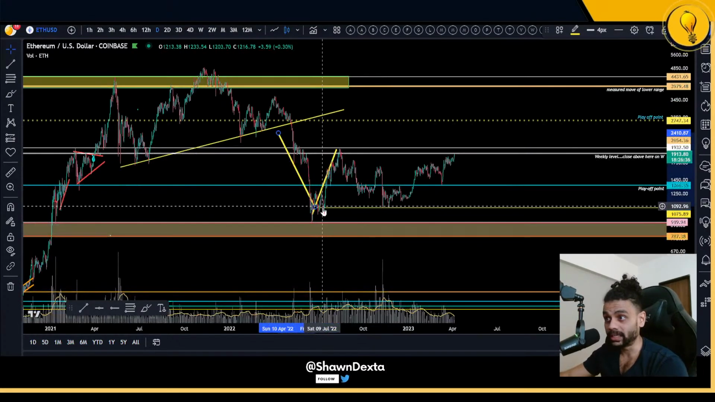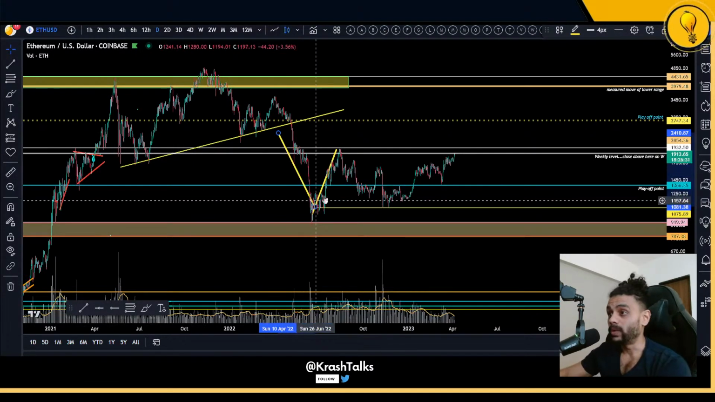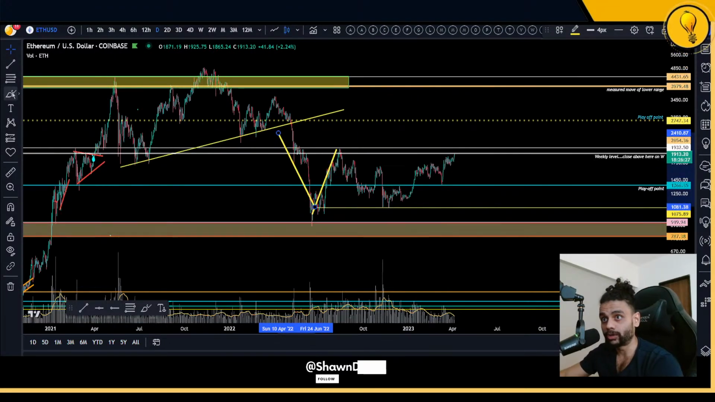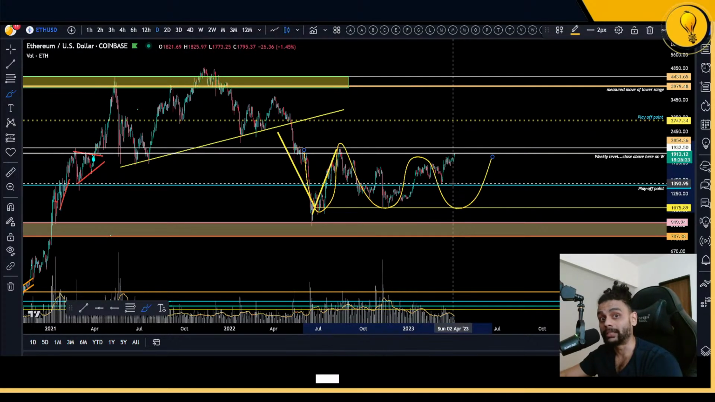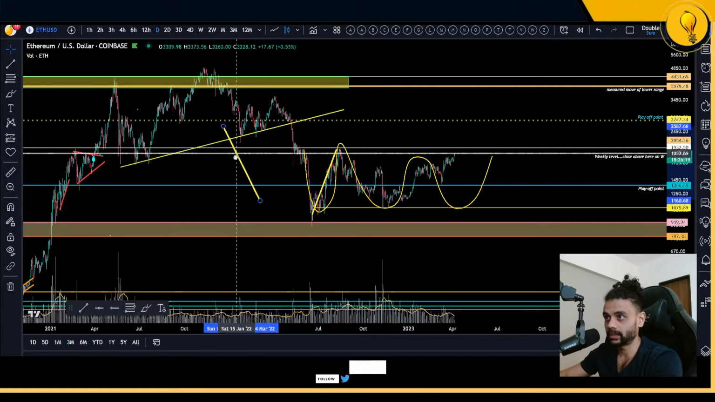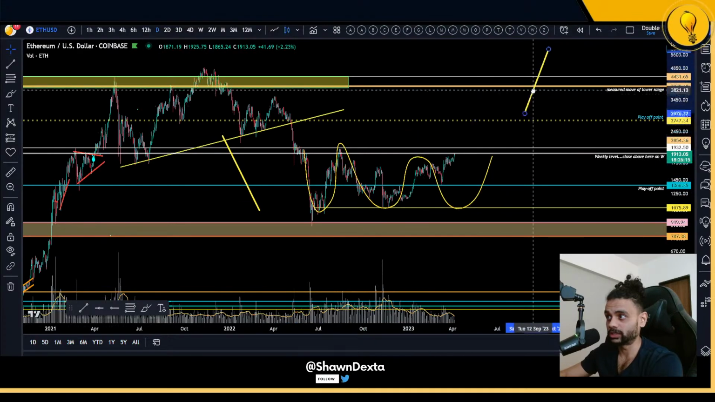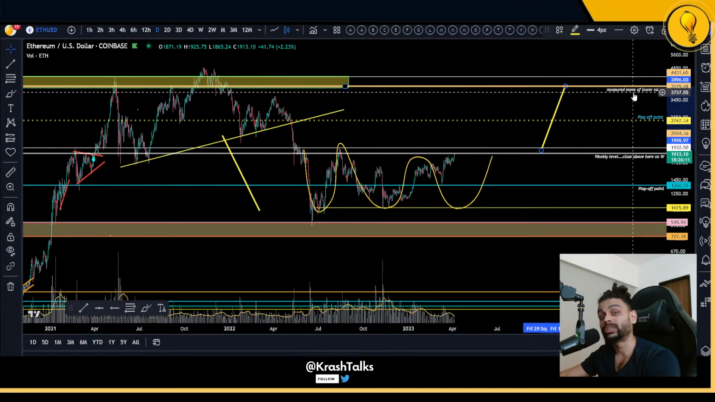Now, similarly, because Ethereum is respecting its measured moves, we can say that the measured move of this accumulation structure right over here is likely going to be met too. Now again, we're going to do the same thing. Let me just move this out of the way. We're going to be using the measured move coming in from this accumulation structure, and we're going to draw it at the neckline, and that's pointing to the $3,800 region.